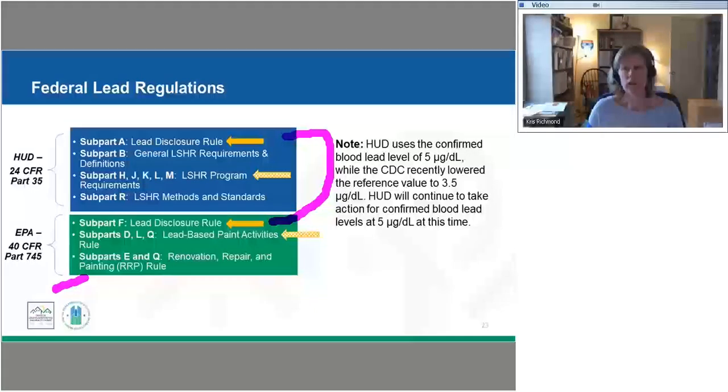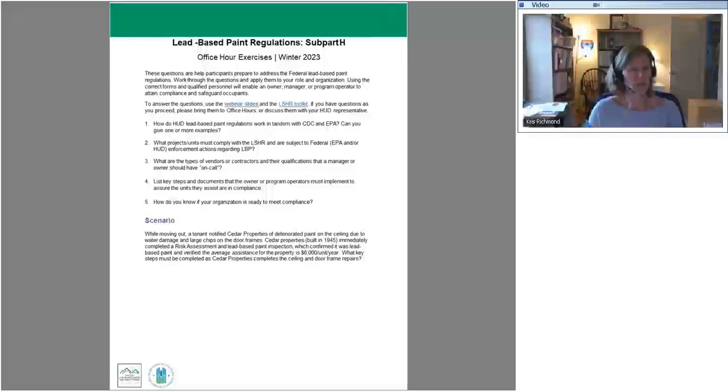All right, let's look at question number 2. What projects or units must comply with the lead safe housing rule and are subject to federal, EPA, or HUD enforcement actions regarding lead-based paint? Well, HUD-assisted housing built before 1978 without exemptions, those need to be following the lead safe housing rule.